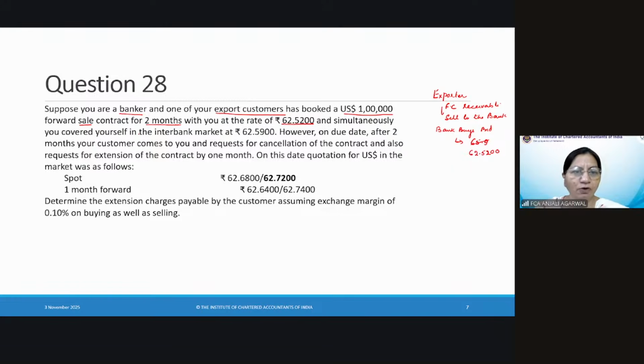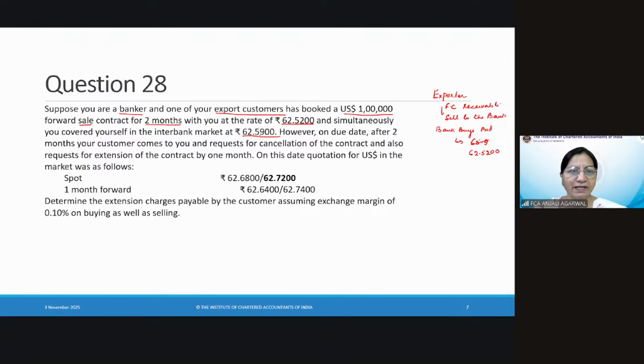And the bank will also simultaneously cover itself in the interbank market at 62.5900, which means whatever the currency bank has receiving from the exporter, for which bank is going to pay him 62.52. For the same currency, 100,000, bank will not leave itself unexposed. Bank will cover it and will sell it in the interbank market at 62.59.